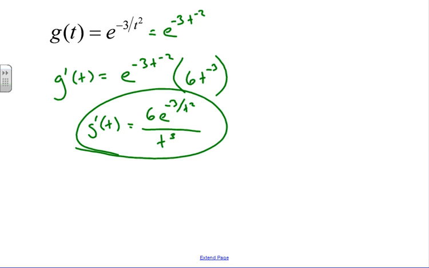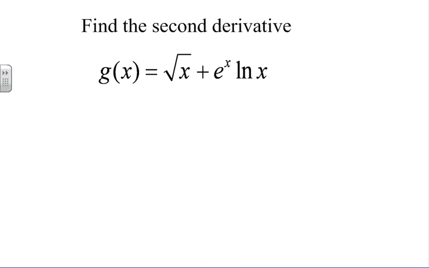All right, so those are 3 examples of using logs and exponentials and how to differentiate them. And let's try some other examples. Let's try this one where we're going to do a second derivative. So we're going to do the derivative twice. And we have a combination of an exponential and a log of x.